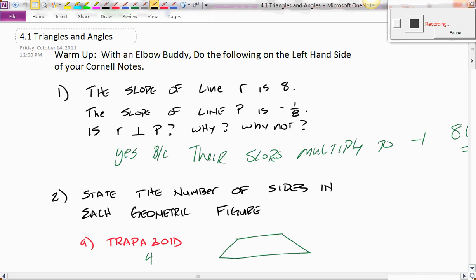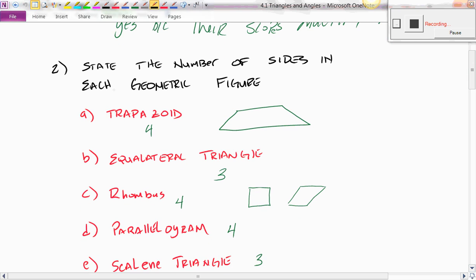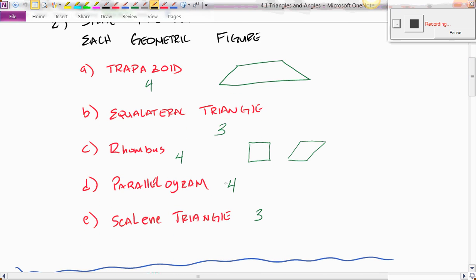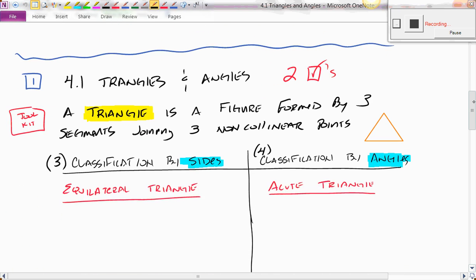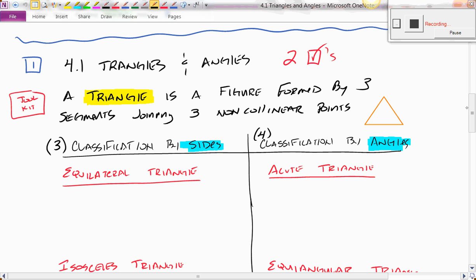Then together as a class we came up with, okay, state the number of sides in each geometric figure. So a trapezoid has 4 sides, equilateral triangle has 3, a rhombus has 4 sides, we drew a picture of it, a parallelogram has 4 sides, and a scalene triangle has 3. Okay, then there's 2 boxes for this lesson in section 4.1.